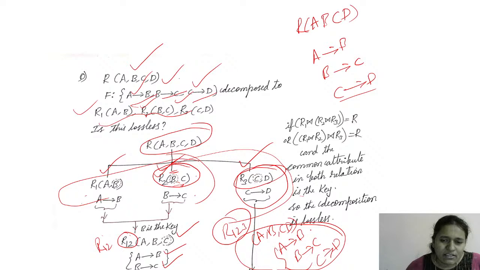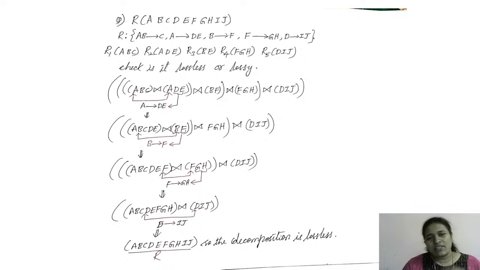That's why this decomposition is a lossless decomposition. We got all the attributes and we got all the original functional dependencies, right? I hope you understand. Then we will go for the next question. Yeah, this is also one more example of lossless decomposition.